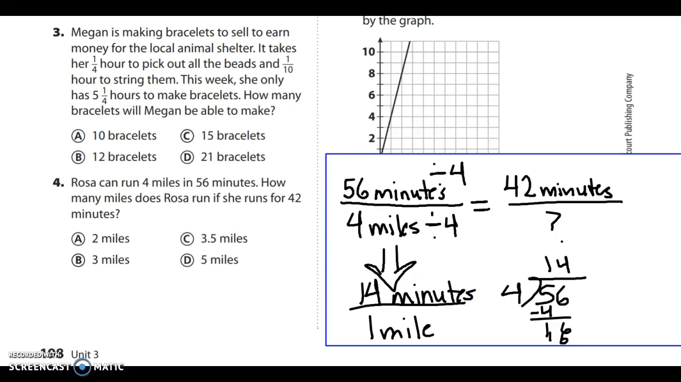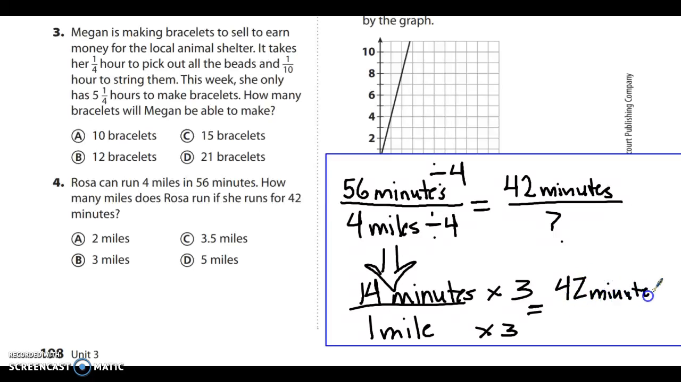All right, so now what do I do with that information? Well, you ask yourself, does 14 go into 42? Do you remember how we're trying to figure out 42 minutes? It does. If you multiply by 3, you would get 42 minutes. And the information we're trying to seek is, how many miles could she run? Well, 1 times 3 is 3 miles. In 42 minutes, she could run 3 miles. The answer is B.